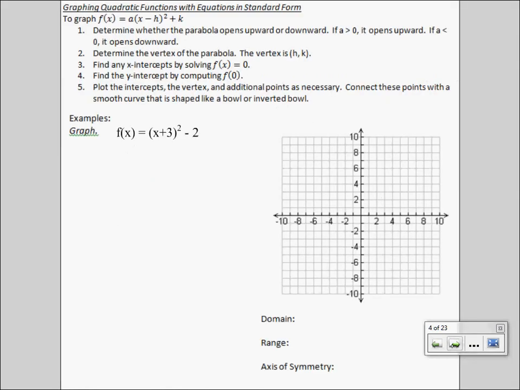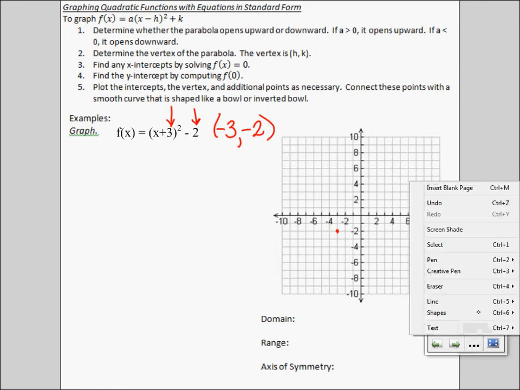Okay, looking at graphing one of these, this is the procedure. We have f of x equals quantity x plus 3 squared minus 2. So we have to first determine the vertex using h and k. Remember, h is going to be 3, but we have to change the sign to be negative, and the y component of the vertex is going to be just the negative 2. So I would go ahead and plot that negative 3, comma negative 2 right there.